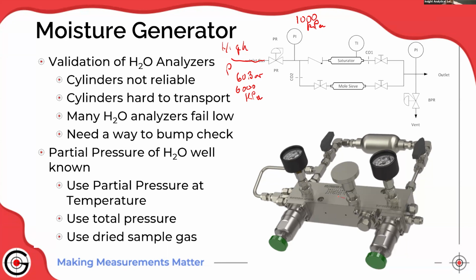Inside this block of metal, there's a moisture saturator. So it's just something that can basically make the gas wet. If we know the temperature of the block, I'm going to assume it's 20 degrees C, I get 2.3 kPa of water vapor. This is happening at the high pressure. There's a critical orifice here to control the flow rate. So if I have 2.3 kPa in 1,000, it's 0.23%.